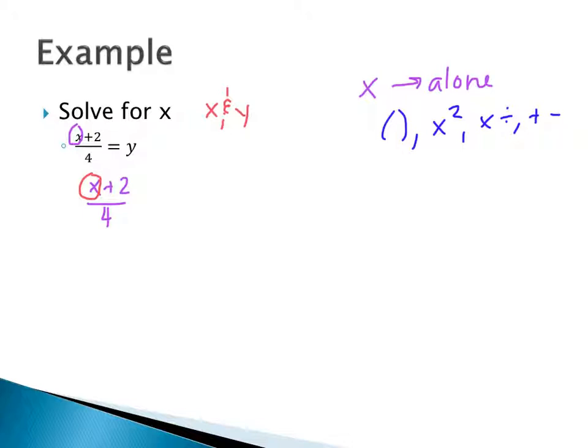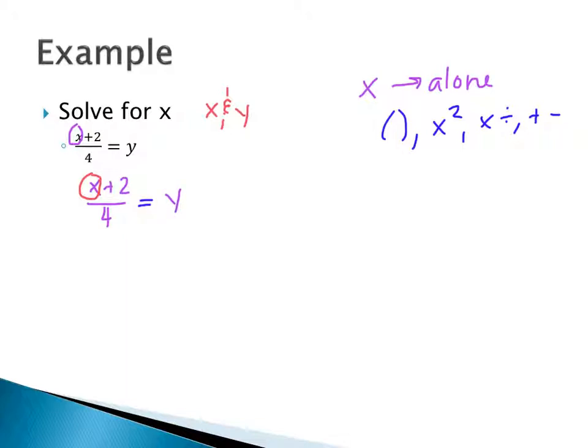So here we don't have any parentheses. We don't have any powers. We do have multiplication, division. We have divided by 4, and we're adding, subtracting 2. So we're going to do the division first. So we have x plus 2 divided by 4 equals y.